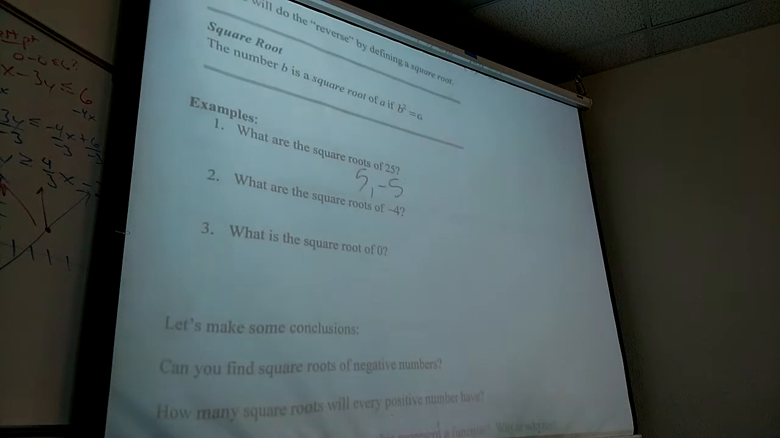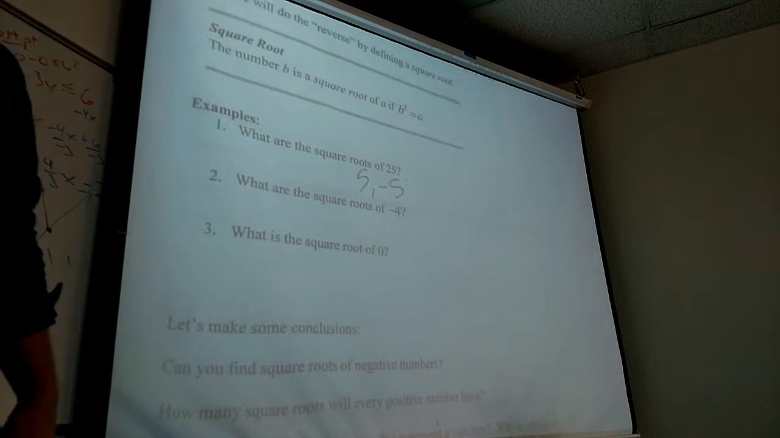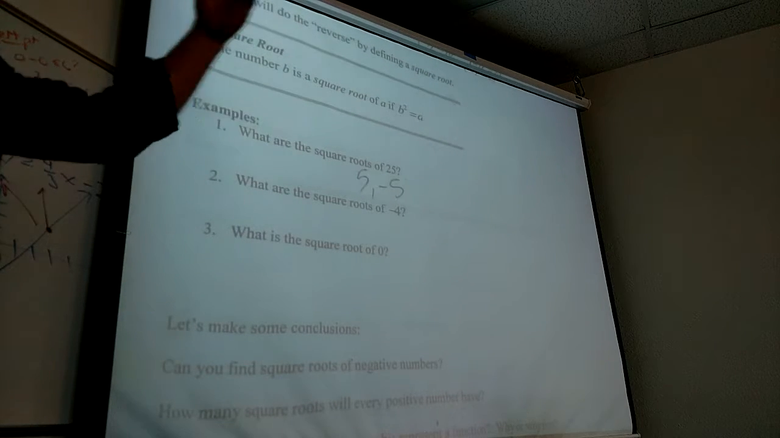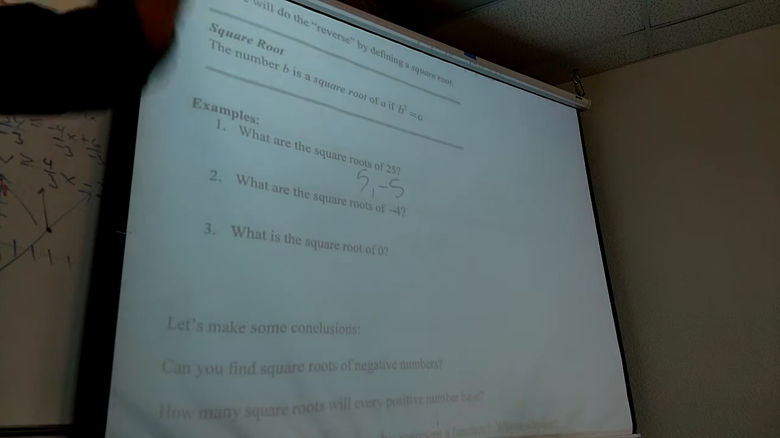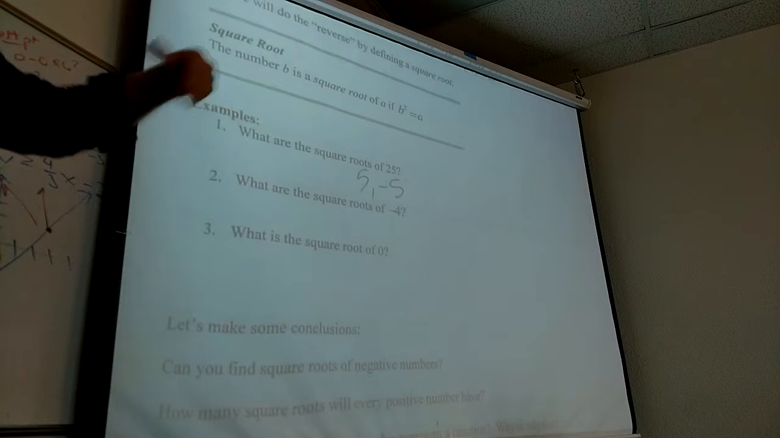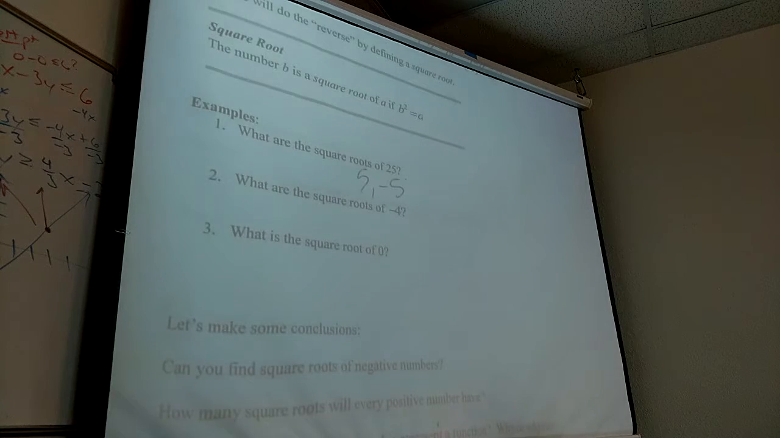So remember, the square root of something is something that I multiply by itself to get that thing. So is there a real number that I can multiply by itself and get negative 4? What's negative 2 times negative 2? 4. Still positive 4. This is kind of related to why I can't do a sum of squares.